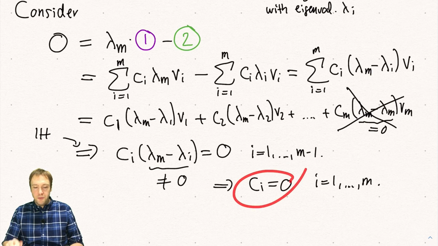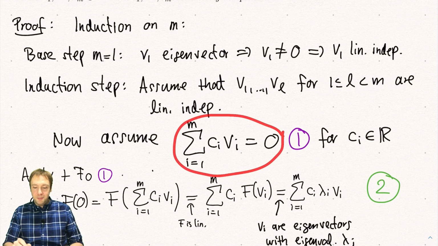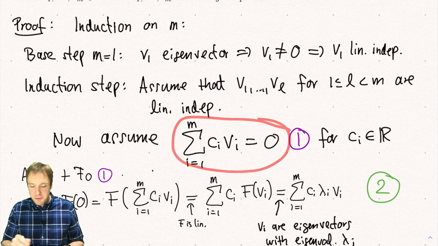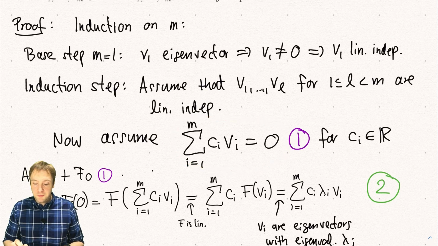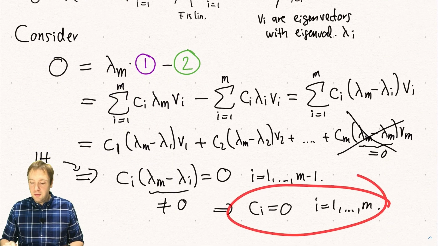And therefore these coefficients are all 0, and we see that these vectors v1 up to vm are linearly independent, because we started with some arbitrary linear combination of these vectors which is 0, and then concluded that these coefficients all need to be 0.